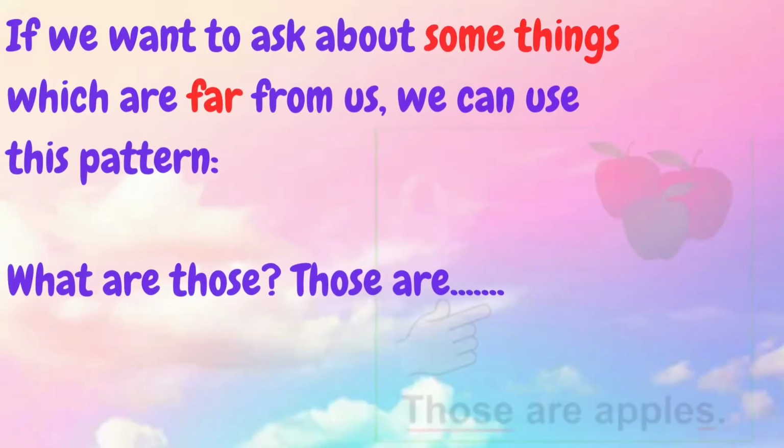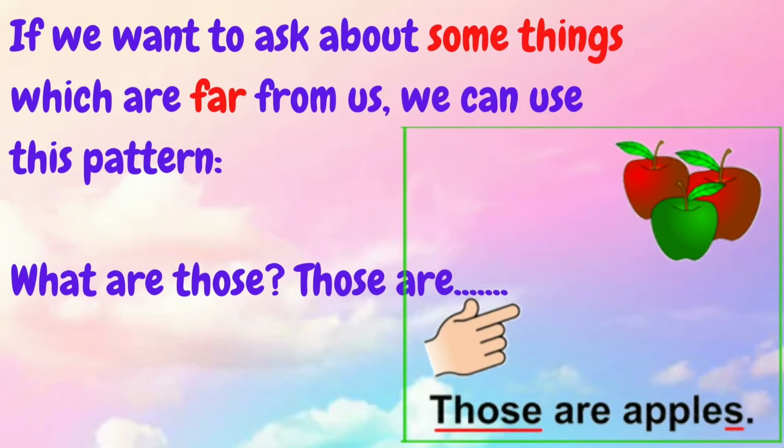And then if we want to ask about some things which are far from us, we can say, what are those? And when we want to tell about some things which are far from us, we can say, those are blah blah blah. For example, those are apples. We need to put s at the end of the noun because the things are more than one.